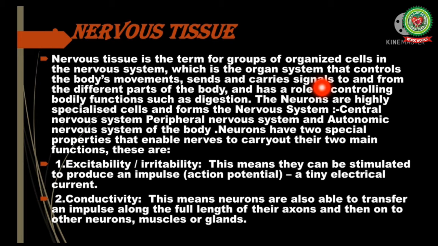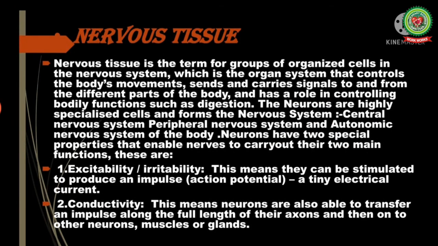Nervous tissue is the term for groups of organized cells in the nervous system, which is the organ system that controls the body's movements, sends and carries signals to and from the different parts of the body, and has a role in controlling bodily functions such as digestion. The neurons are highly specialized cells and form the nervous system that includes central, peripheral, and autonomic nervous systems.